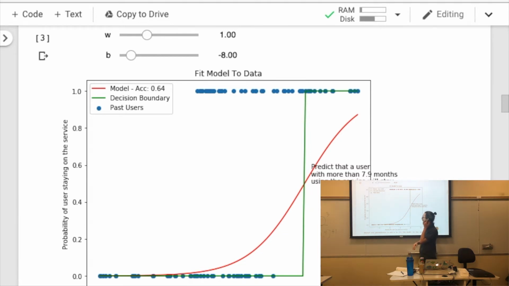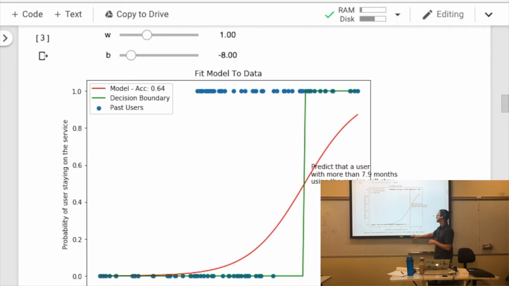So the blue dots are our actual data, and the red and green lines are our predictions. In the same way that yesterday we had a straight line, and that was our prediction line, that we were trying to fit to the dots. This time we have a curvy red line, and that curvy red line is the prediction of probability. So that's that sigmoid function we talked about. And I'm going to move those around in a second.